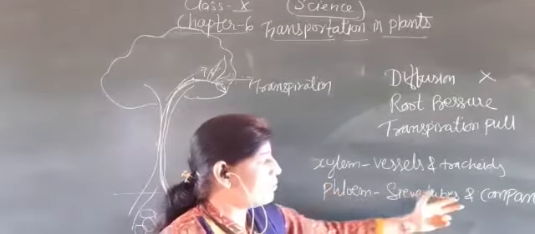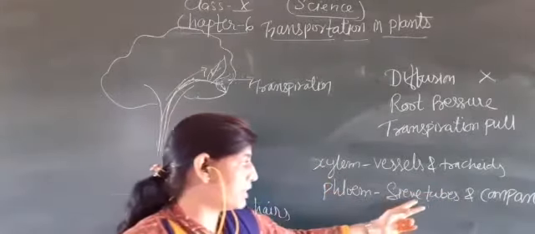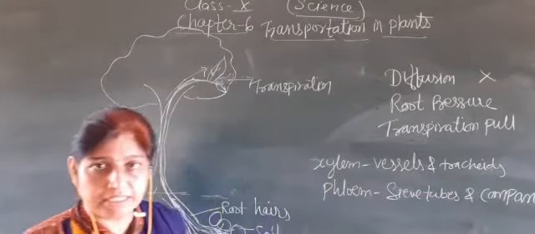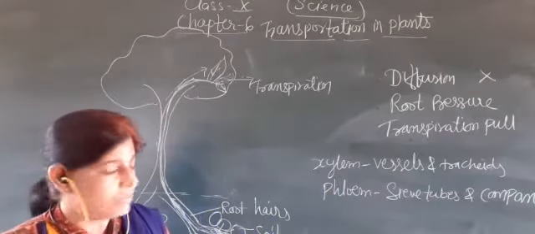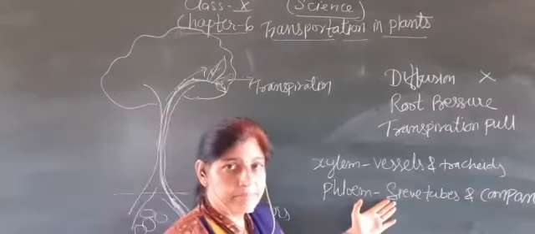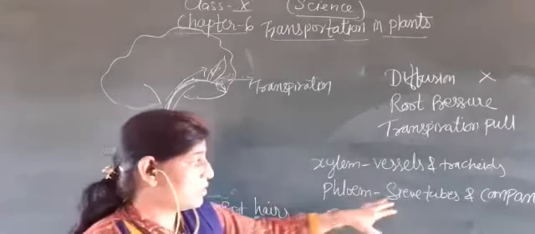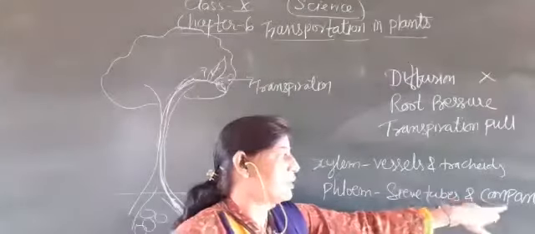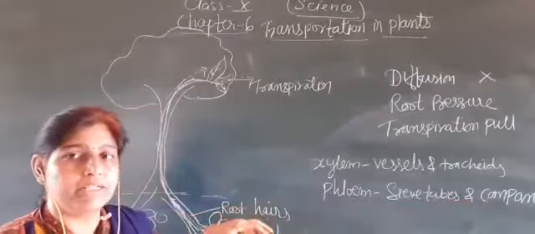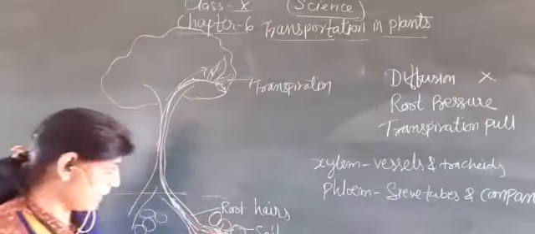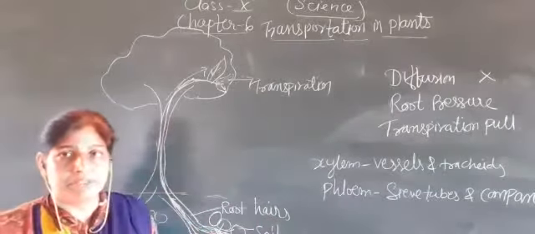In the phloem, mainly two components are responsible for transportation: sieve tubes and companion cells. We discussed four components of phloem: sieve tube, companion cells, phloem parenchyma and phloem fiber. Out of these four, sieve tube and companion cell are mainly involved in transportation of food material. This is all about the transportation in plants.